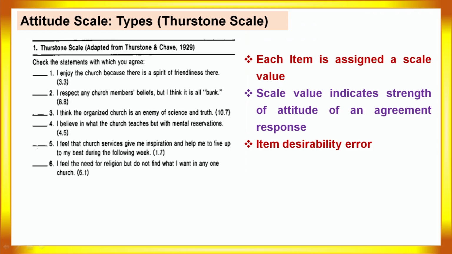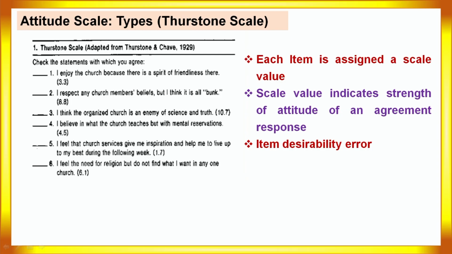So, the next category of attitude scale is the Thurstone scale, or its more technical name, the equal appearing interval scale. This scale falls under the stimulus centered method. As I told in the beginning of this discussion, each of the items which are part of the scale has a different weightage.